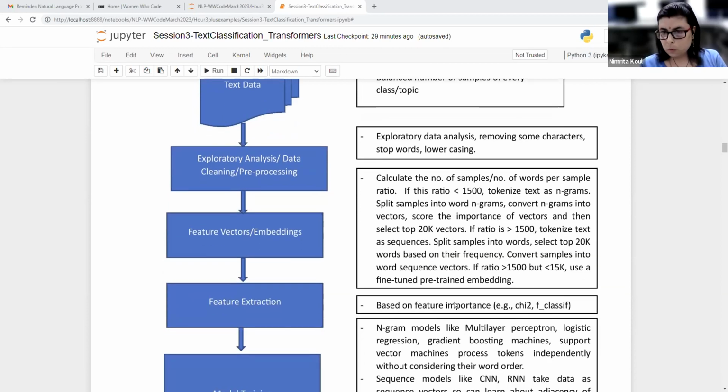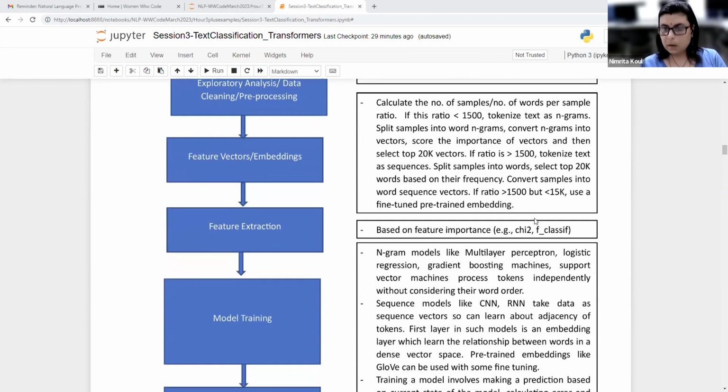Also, if the ratio of the number of samples to the number of words per sample is well above 1500 but below 15,000, in that case, we can also go ahead and use a pre-trained embedding like GloVe or Word2Vec, and we can fine-tune it with our own specific words, depending on the specific data set or specific language of the data set that you are working with.